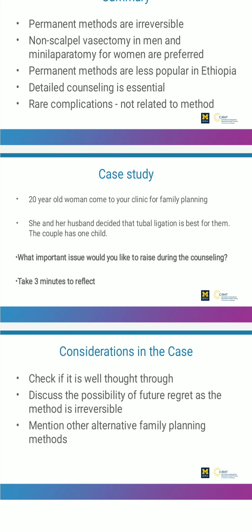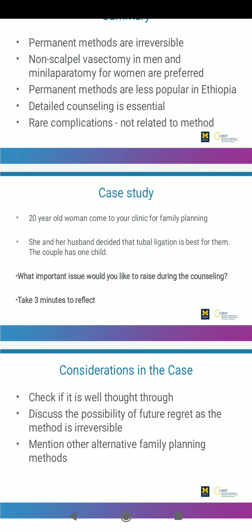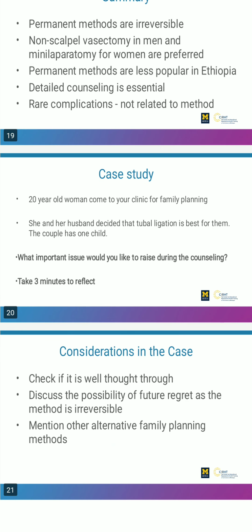And the case study on sterilization, that is vasectomy and tubectomy. A 20 year old woman comes to your clinic for family planning, and she and her husband have decided that tubal ligation is best for them. The couple has one child. What important issue would you raise during the counseling? Take 3 minutes to reflect. In this case, you should discuss the possibility of future regret, as the method is irreversible, and mention alternative family planning methods.